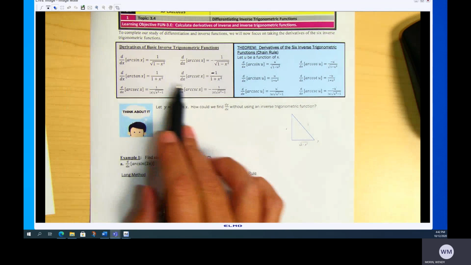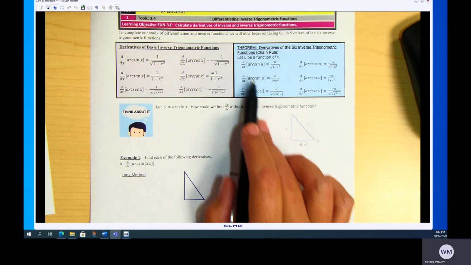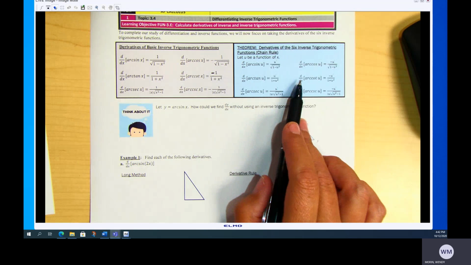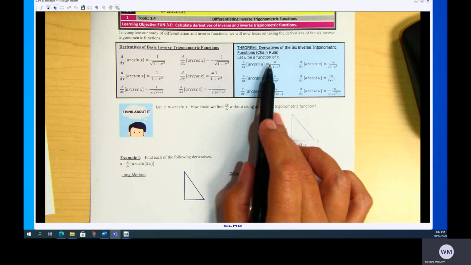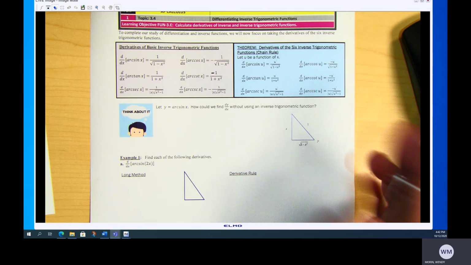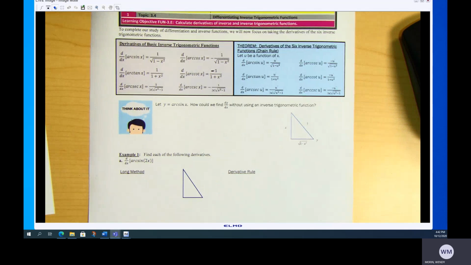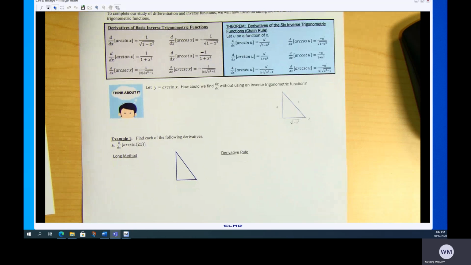Okay, this is the general rule if you're taking the arc sine of x. This is if you're taking the arc trig functions of something other than x. So we have the derivative rule times the correction factor. The derivative rule times the correction factor. Okay, so put those on note cards, try to memorize them, and let's learn how to use them.